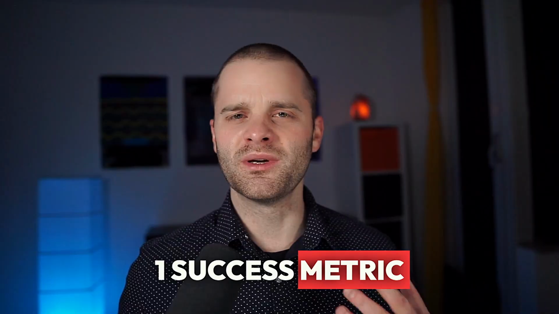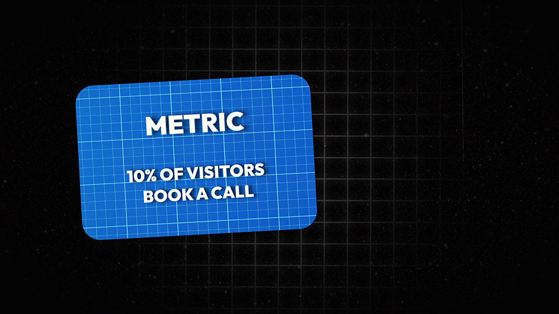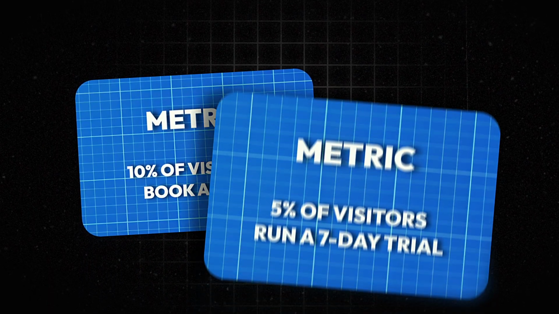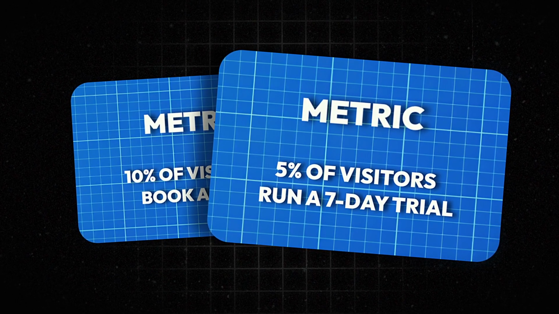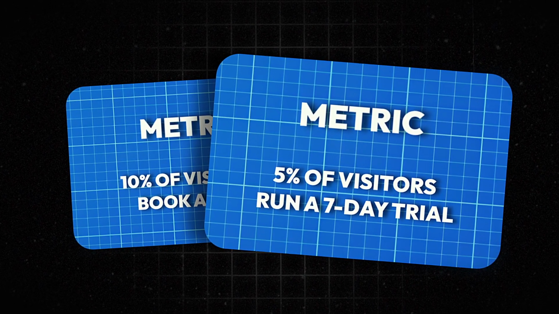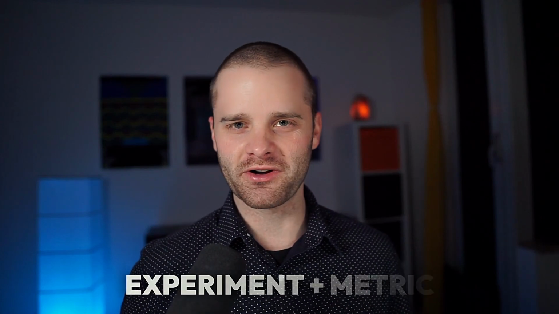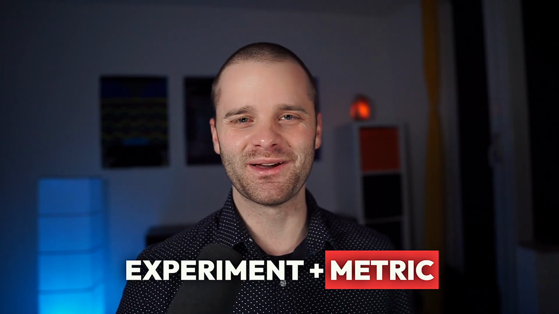Just a simple experiment. And then you choose one success metric. Maybe it's 10% of visitors book a call, or 5% of visitors run a 7-day trial. Just one number that tells you if it's working or not. And once you have your experiment ready and you know your success metric, you can move on to stage 4.